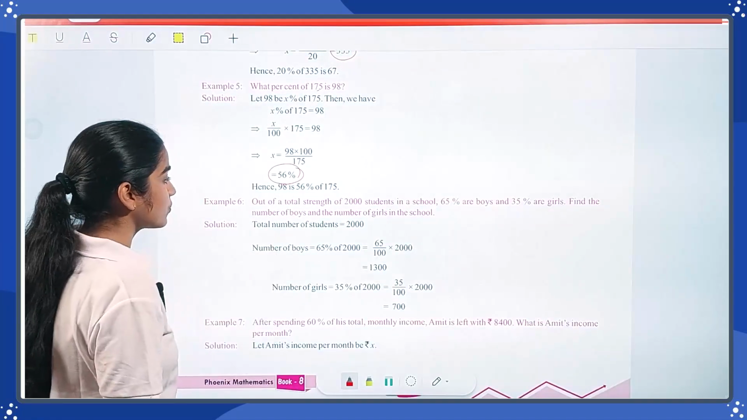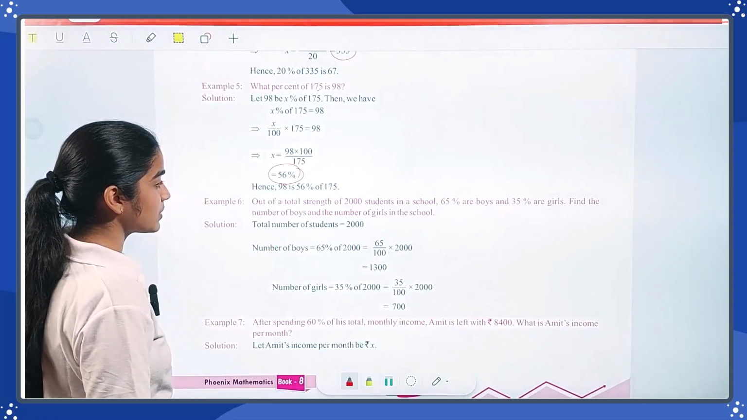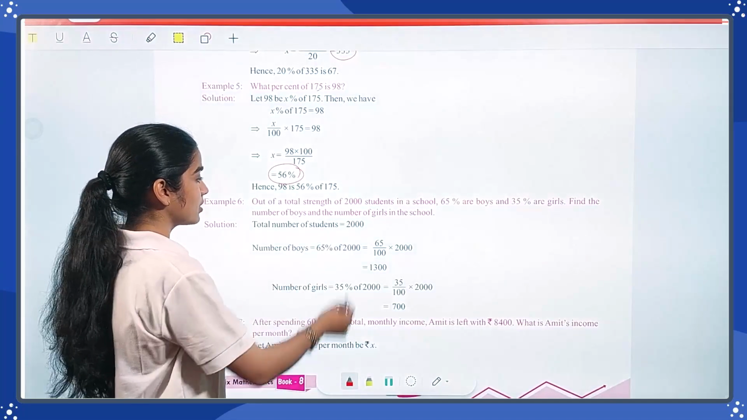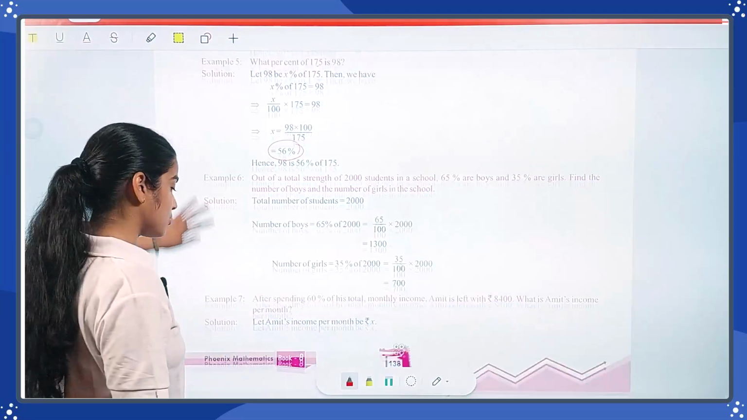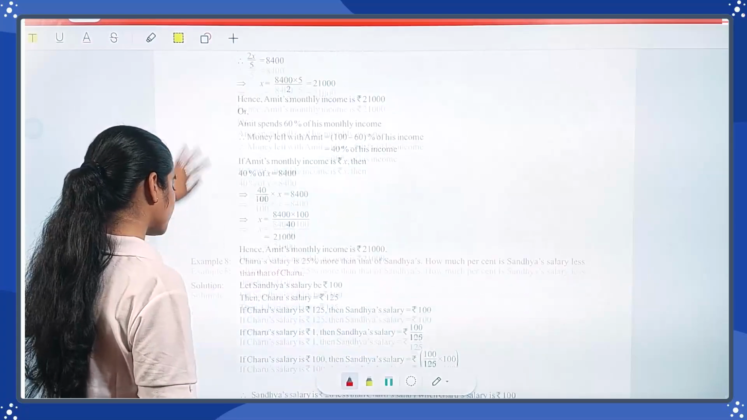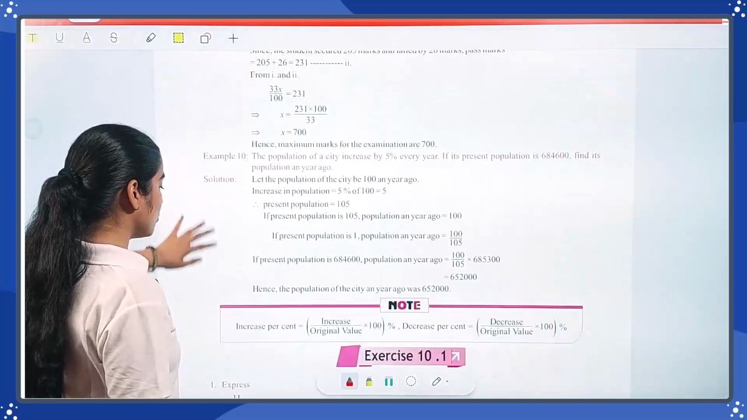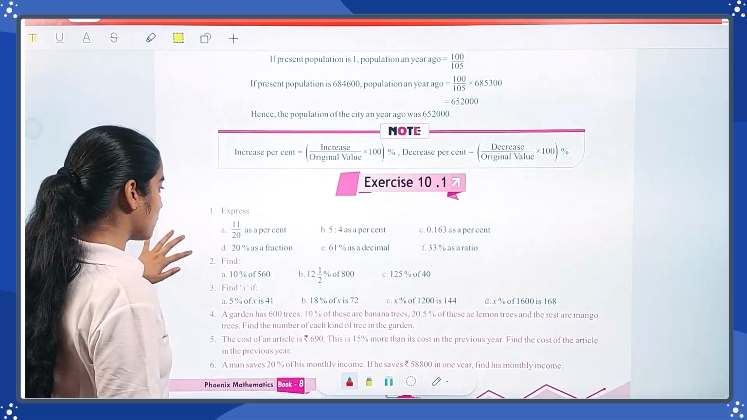Out of a total strength of 2000 students in a school, 65% are boys and 35% are girls. Find the number of boys and the number of girls. So you already know how you have to solve this question. So now we can shift to our exercises, right? So we have exercise 10.1.